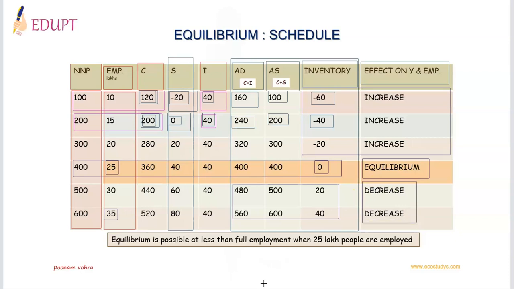As per the classical view, equilibrium is possible only when there is full employment, which is criticized by Keynes, and according to the new explanation, equilibrium is possible even at less than full employment when 25 lakhs of people are employed.